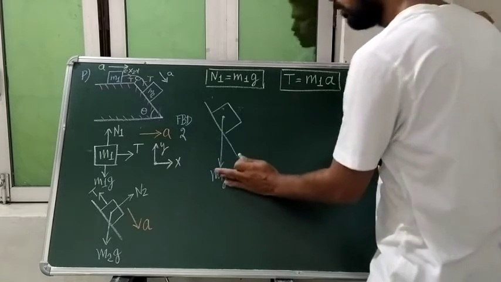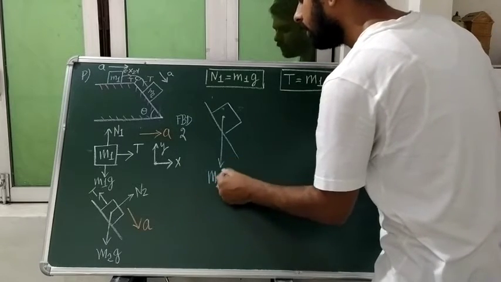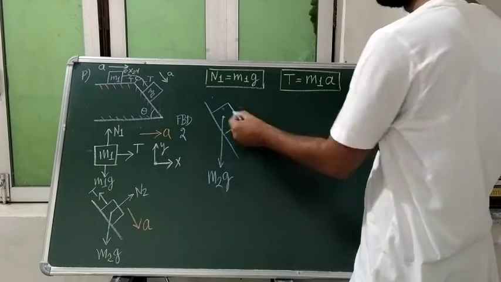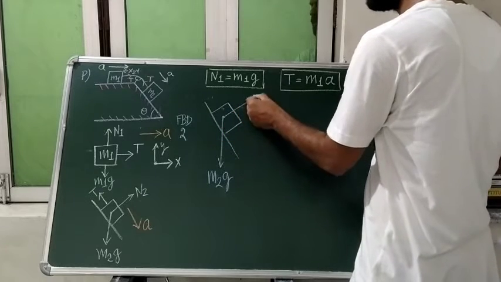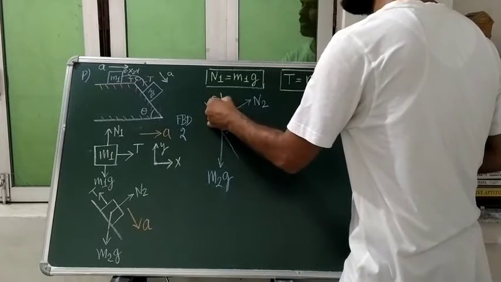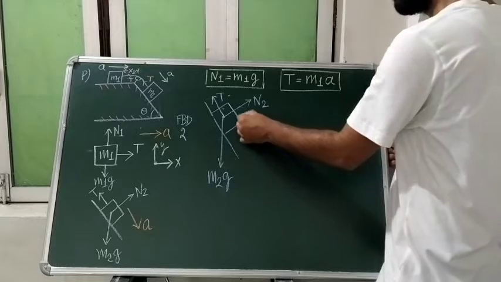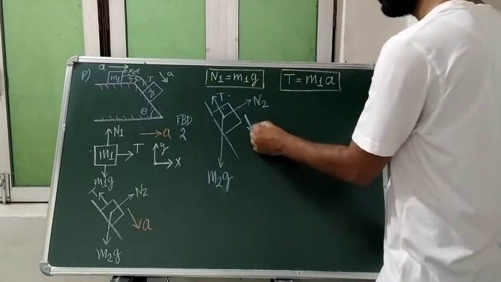M1G? No. M2G will come here. M2G is the force due to gravity. The normal is acting in this direction, N2. Tension is acting in this direction. I have discussed these things. So T, and the block is accelerating in the downward direction.